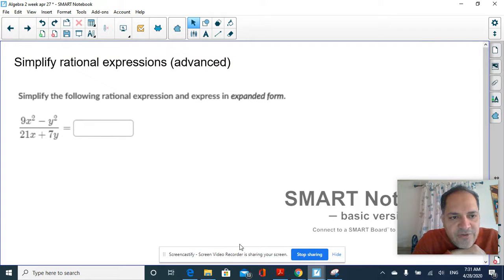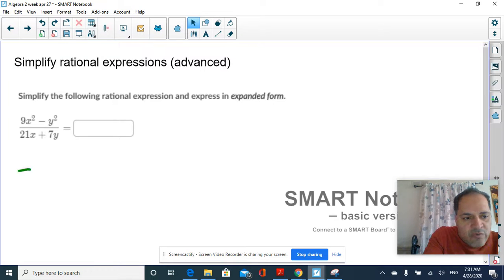Good morning, everyone. Today we are going to learn how to simplify rational expressions, and we will have a mix of questions between taking a greatest common factor, factoring a trinomial, a difference between two squares, or a difference or sum of two cubes. So we are going to start with this question we have.